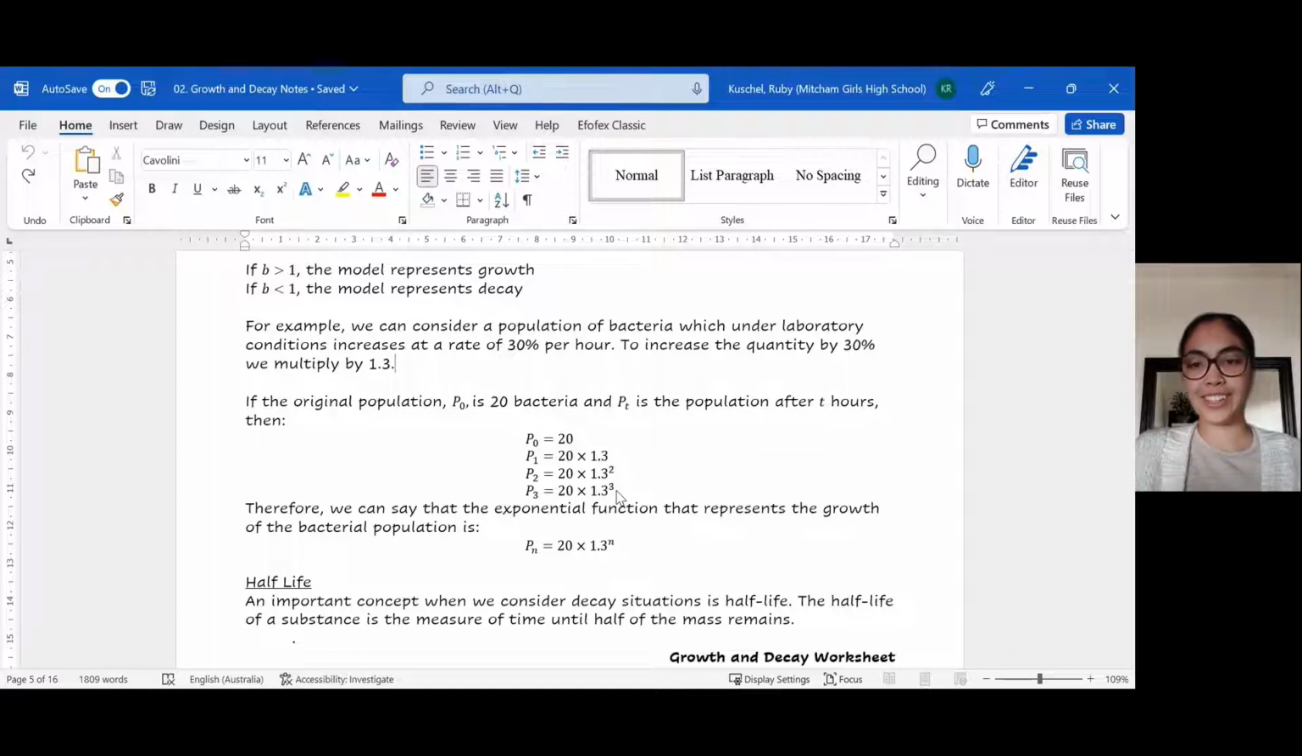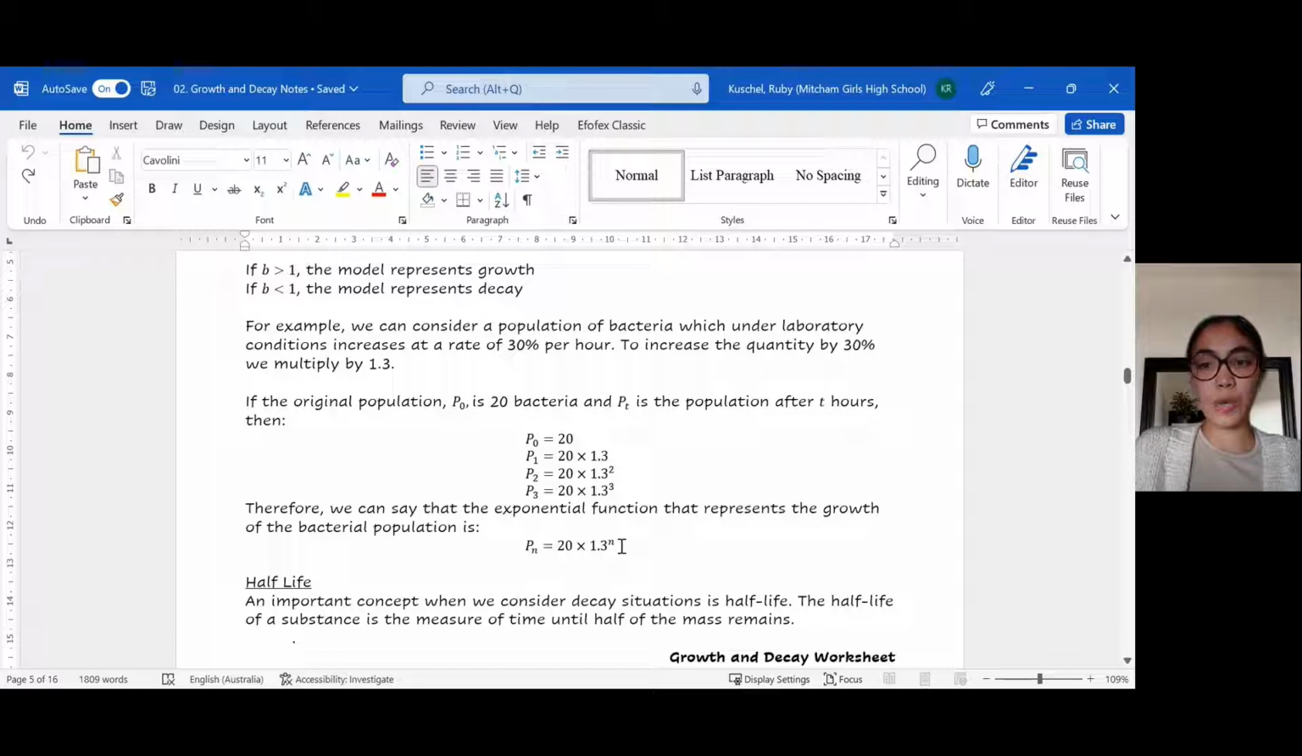So you can see that my exponent is increasing at the same rate as however many hours have passed. Therefore, we can say that the exponential function that represents the growth of the bacterial population is P of n equal to 20 times 1.3 to the power of n, n being however many hours have passed.